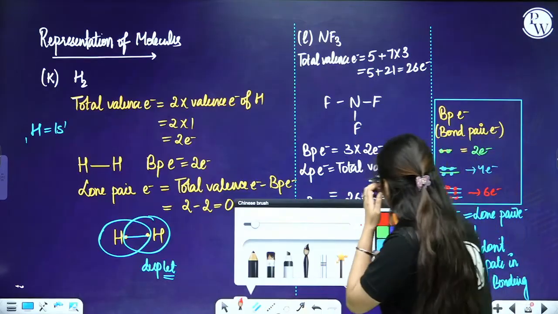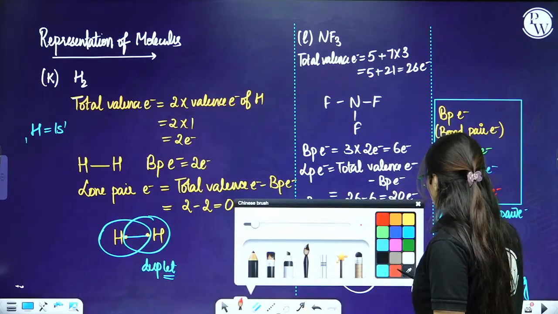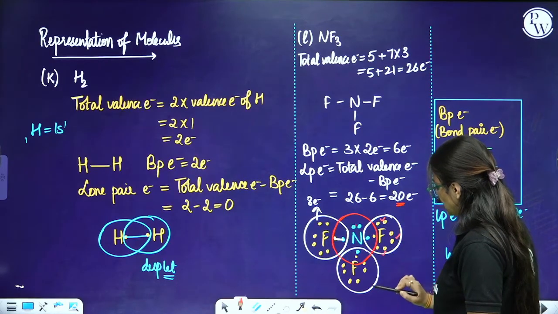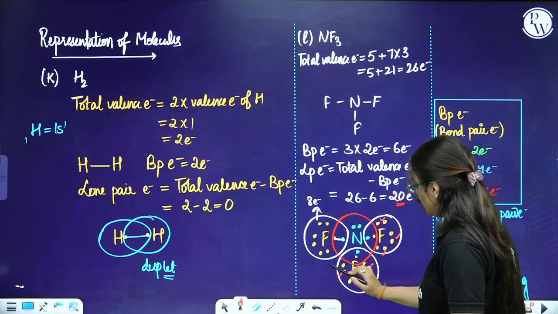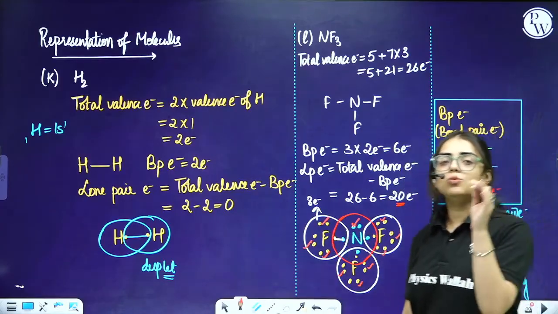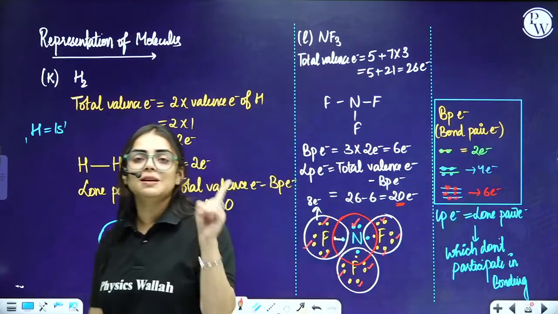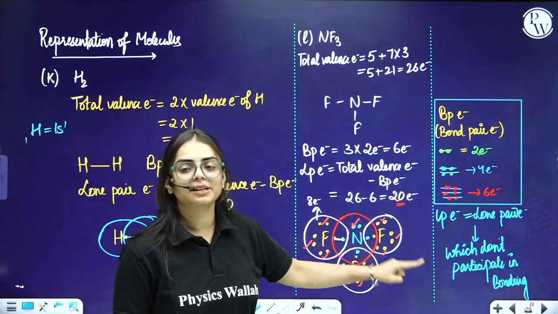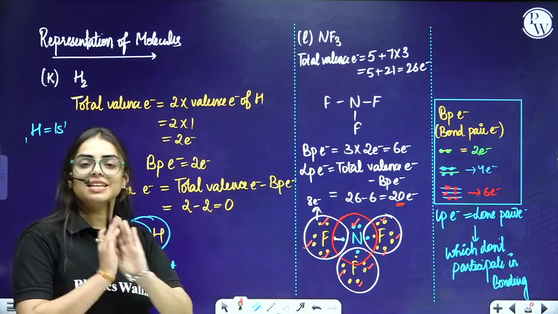Let us count lone pair electrons now. See, 1 2 3 4 5 6 7 8 9 10 11 12 13 14 15 16 17 18 19 20. You have to count those electrons which are not participating in bonding. Lone pair electrons are those electrons which don't participate in bonding. So there are 20 lone pair electrons.